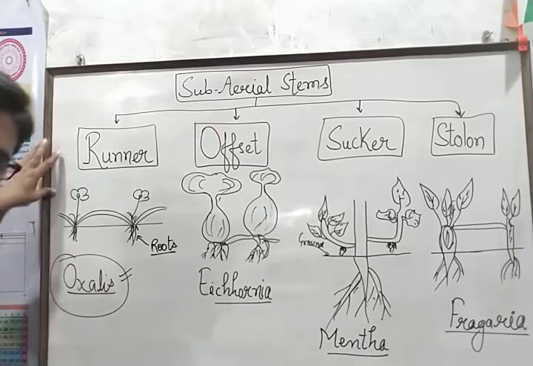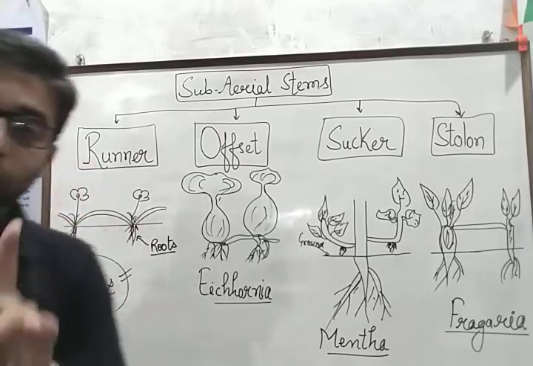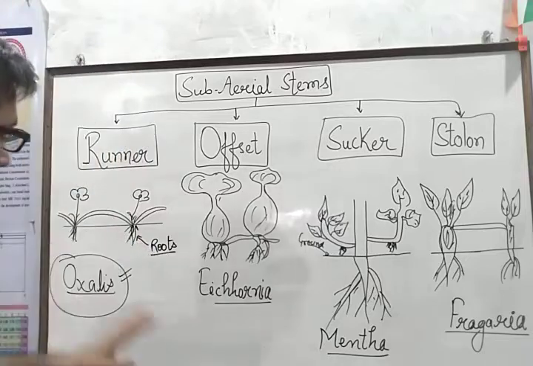Okay, so runner grass. Oxalis is the best example. Another best example is Cynodon, दूब grass.